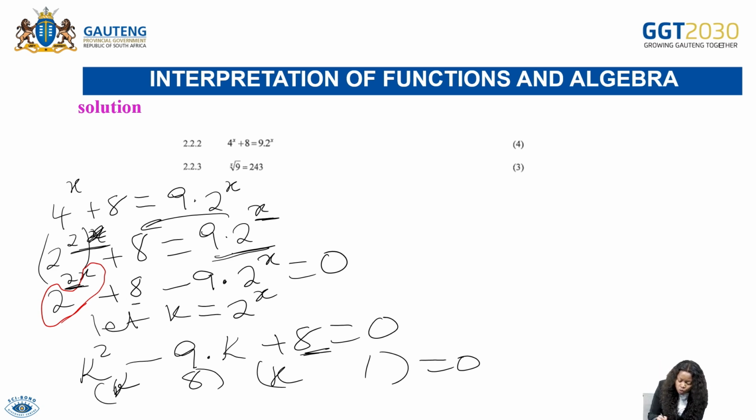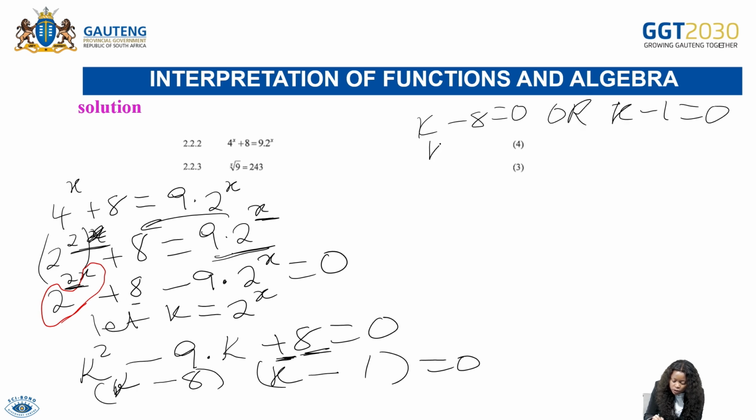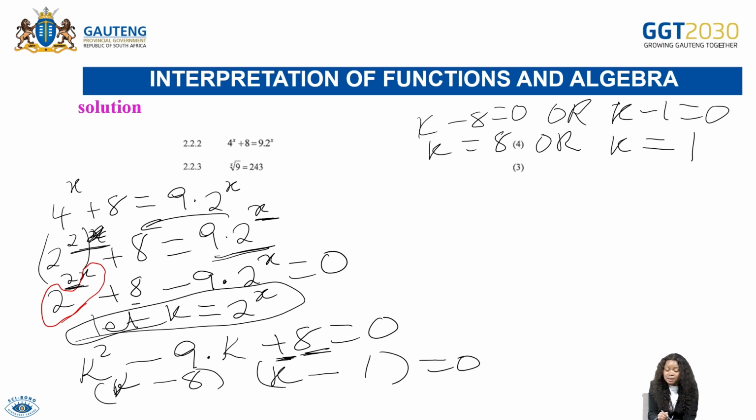So since it's positive, it's going to be negative times negative. Then I'll get k minus 8 equals 0, or k minus 1 equals 0. So I've got k equals 8, or k equals 1. But remember, you are solving for x and not k. So you can't just leave your answer at k equals 8 and k equals positive 1. Since you said let k be equal to 2 to the exponent x, you still need to substitute 2 to the exponent x where there is k, because you are solving for x.